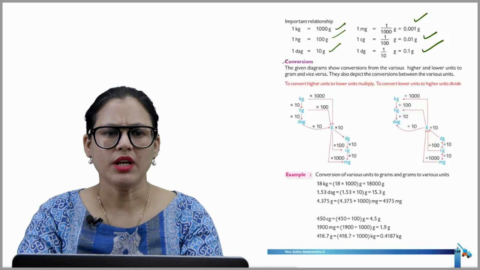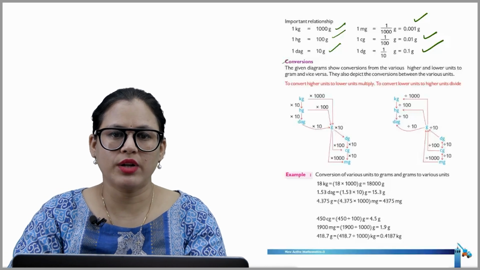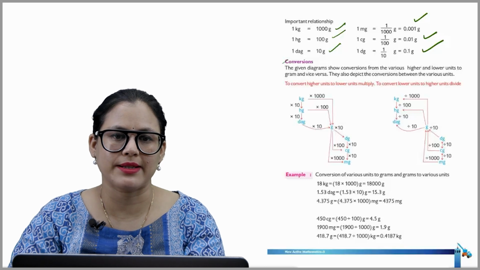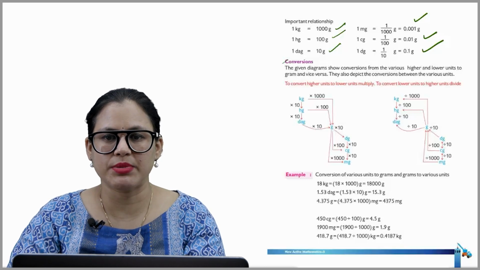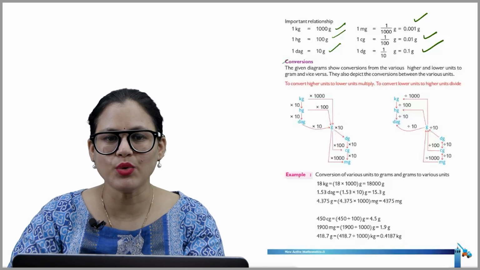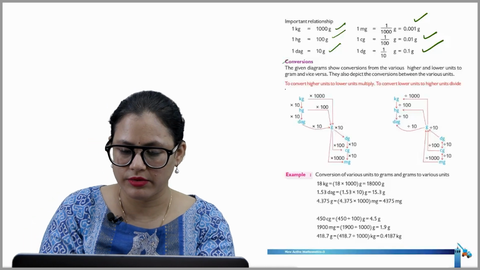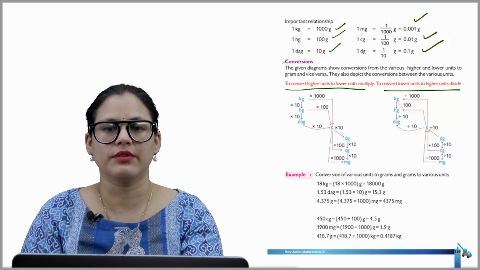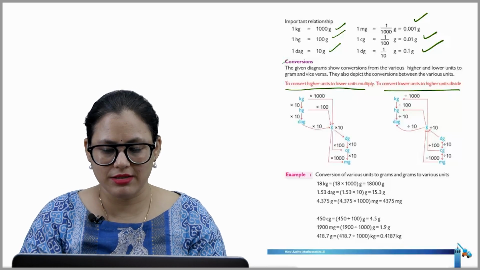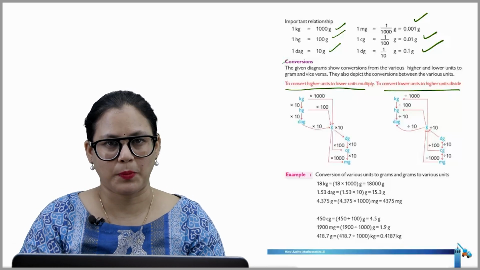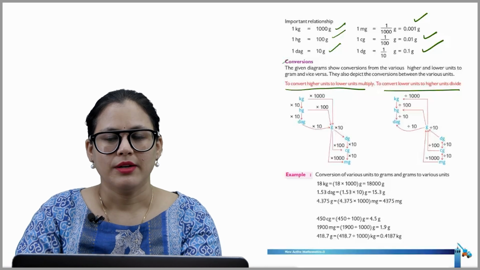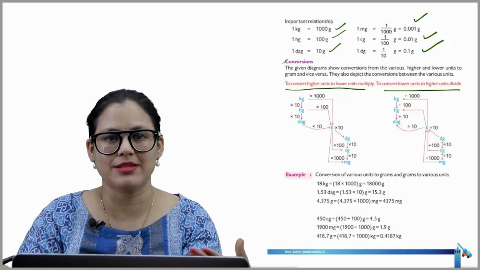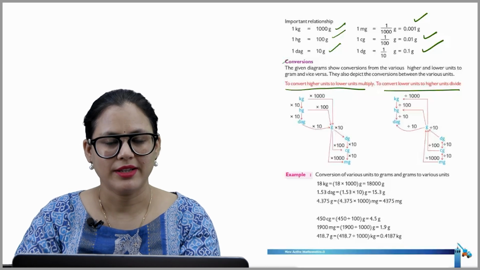Conversions. The given diagrams show conversions from the various higher and lower units to gram and vice versa. They also depict the conversions between the various units. To convert higher units to lower units, we multiply. We already know that. To convert lower units to higher units, we divide. This diagram is also the same, which we learned earlier. But the difference is that there is another standard unit, which is gram, right?